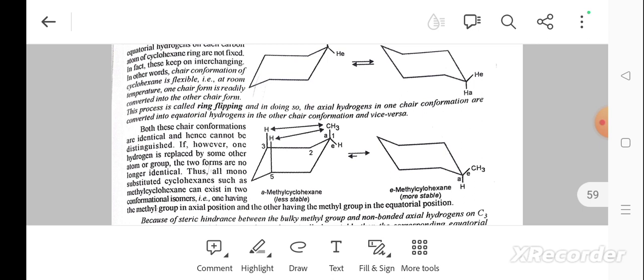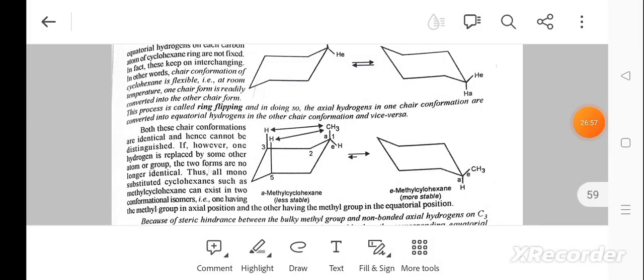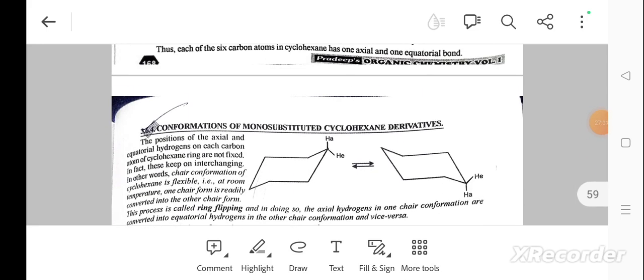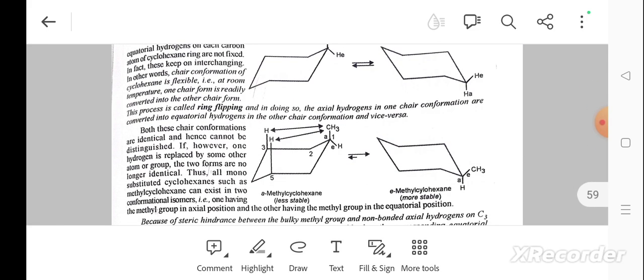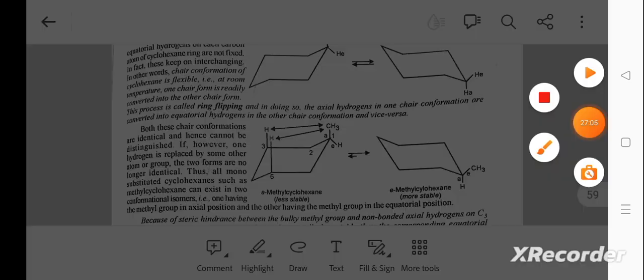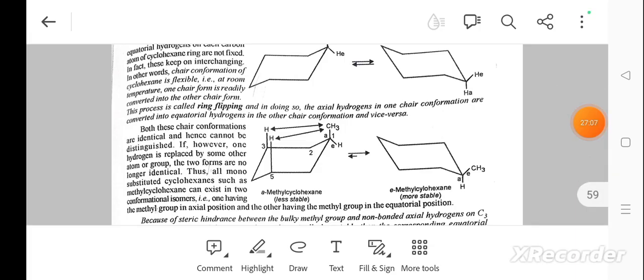Both these chair conformations are identical, hence cannot be distinguished. If, however, a hydrogen is replaced by another group, the two forms are no longer identical.